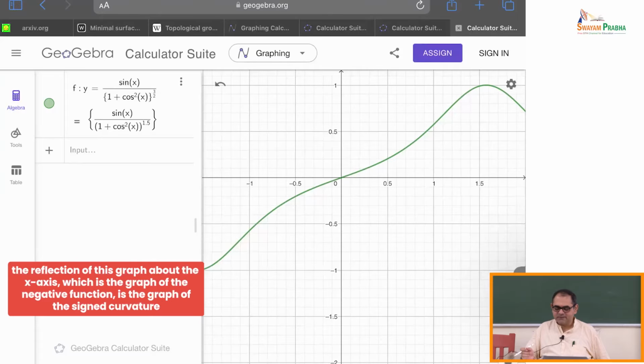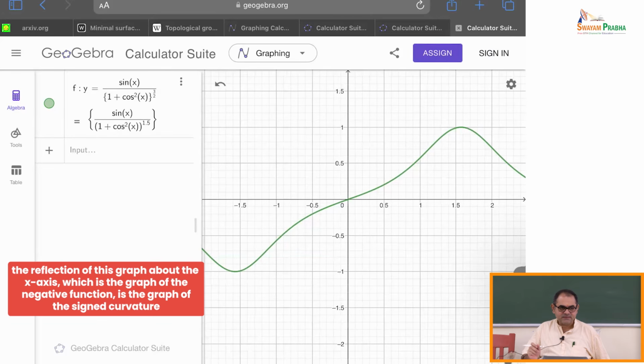But here is the interesting thing. If you had not put the mod, then the signed curvature function is smooth. That is something you can see. So you can always graph these things.